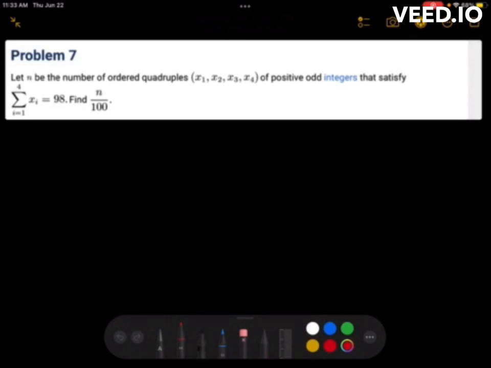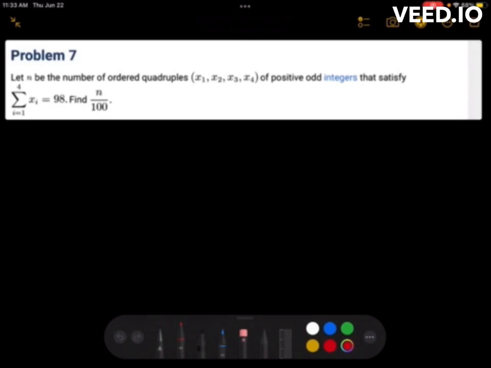Today we'll be solving problem 7 from the 1998 AIME exam. Let n be the number of ordered quadruples x1, x2, x3, x4 of positive odd integers that satisfy that the sum of any one of these quadruples equals 98. And you have to find n over 100.